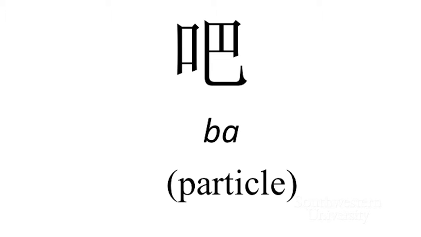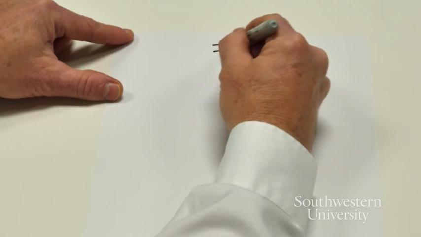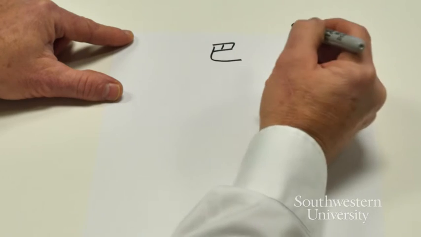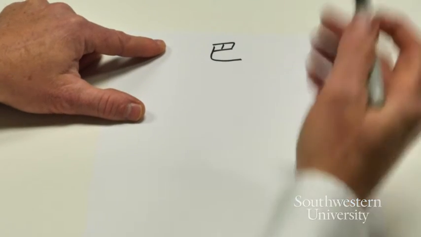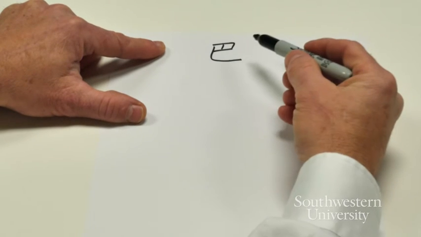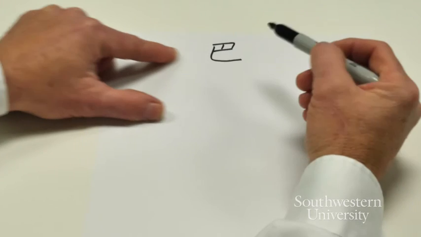Ba. So the mouth radical again shows this is just used for its sound. This character is thought to depict a snake. I said earlier that it's a city, but either way, it's just phonetic.